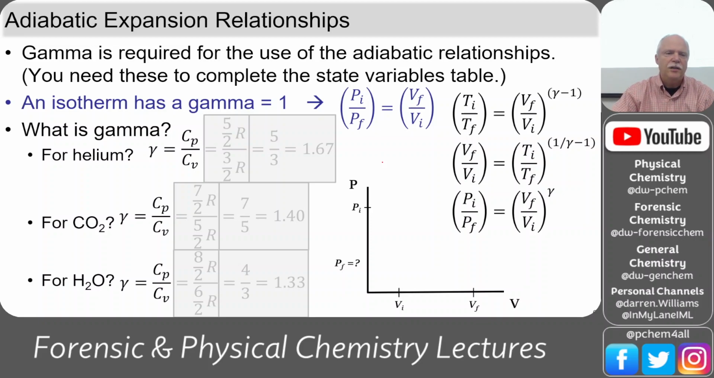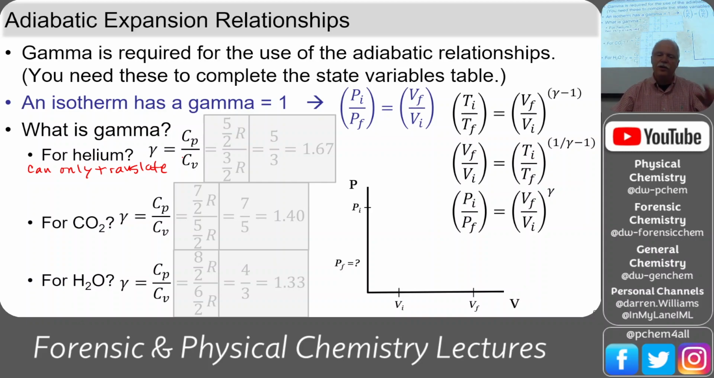Okay. So what is this gamma? Well, gamma is required for these adiabatic relationships. And an isotherm has a gamma of 1. But what is gamma for helium? Remember that helium can only translate. So all of that effort that you went through to learn about the degrees of freedom for an atom or a linear molecule or a bent molecule comes into play here when we start getting into engines.